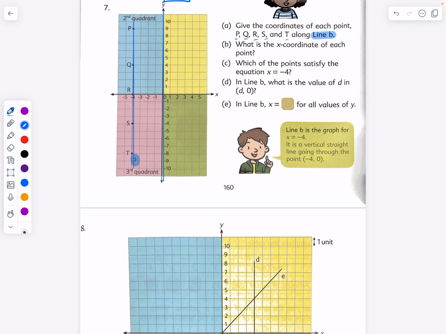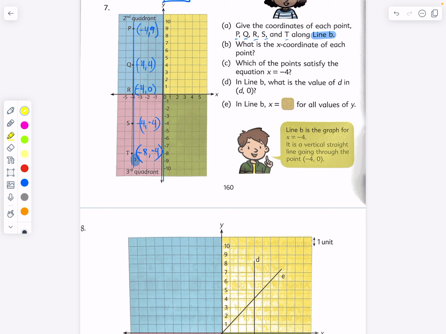Point P, well, we travel to -4 and up 9. Q, we travel to -4 but up only 4. R, we travel to -4 and we don't go up or down. We just stay on the x-axis. For S, we travel to -4 and go down to -4. And for point T, the coordinate is -4, -8. I want you again to pause this video and look at the pattern among the value pairs of x and y that belong to line B.